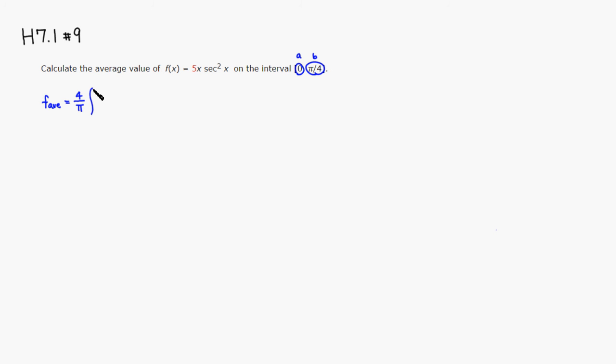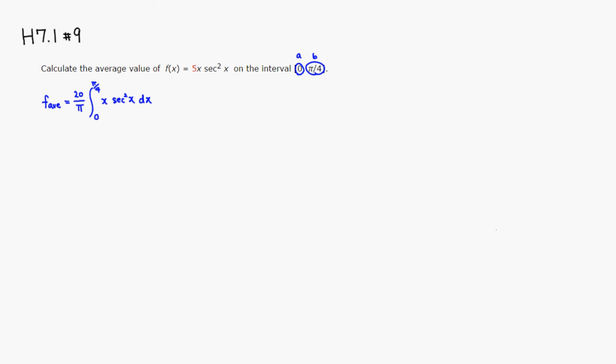Then we want to integrate. So we have an integral from 0 to pi over 4. Then you have a 5. Actually, there's a 5 there, so I'm going to incorporate 5 into here. So 4 times 5 is 20 here. Then we have x, and then we have a secant squared of x and dx.